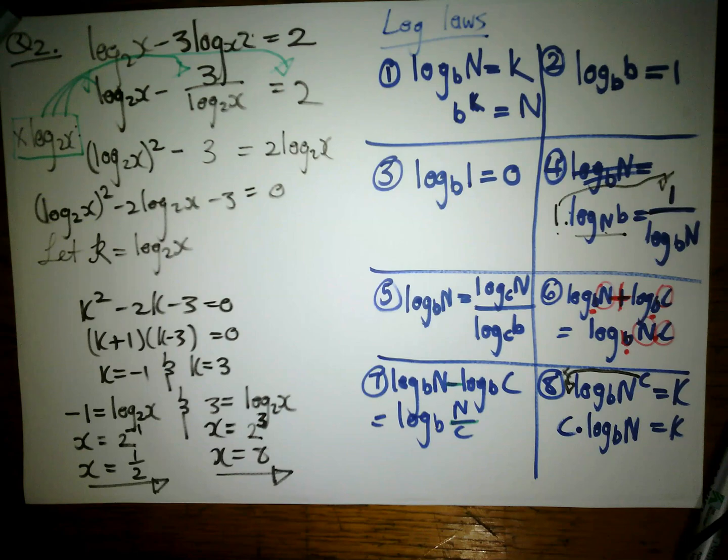I just want to find out where you said, let k equal to log x. How did you get your -2 and the -3? Oh, sorry. K squared minus. Okay, never mind. Figured it out. Okay, cool.